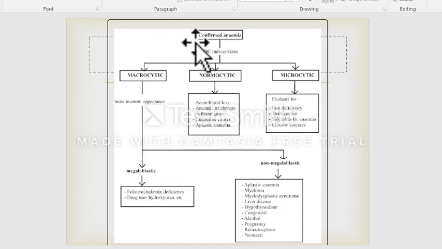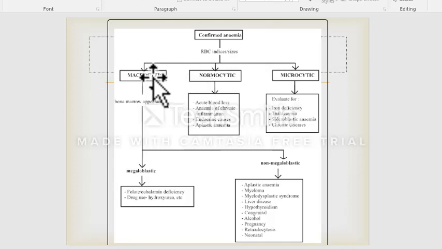Anemia can be classified on the basis of etiology and on the basis of red blood cell indices. Based on red blood cell indices like MCV, MCH and MCHC, we can classify anemia into three types: macrocytic anemia, normocytic anemia and microcytic anemia.